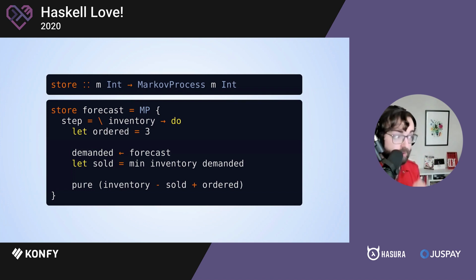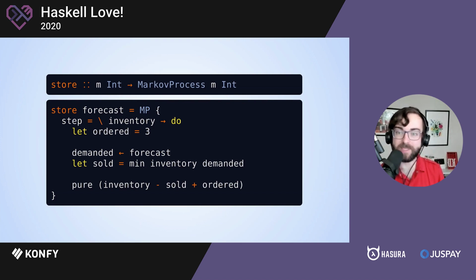So here's how the code works. We start with some inventory at the beginning of the day. That's the input to our step function. Then we order 3 items. We calculate how much was demanded. We calculate how much we actually managed to sell, because it's possible that we don't have enough items at the store to satisfy every single person that wanted an item. And then finally, we compute the state for the next day. And that state is going to be how much we started with, minus how much we managed to sell, plus how much we managed to order.